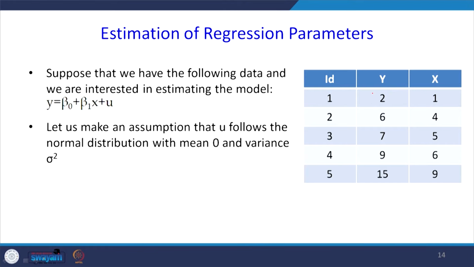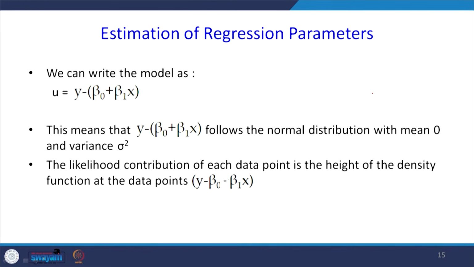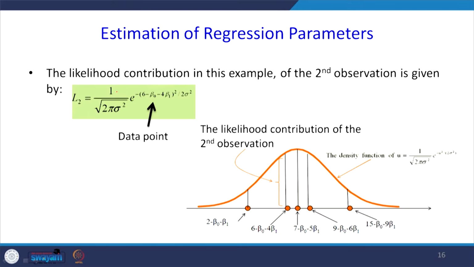Let us assume that the error term follows a normal distribution with mean 0 and variance sigma square. We know that the error is the actual minus the predicted value. So, the actual value is y and the predicted value is beta 0 plus beta 1 x. This means that y minus beta 0 minus beta 1 x follows the normal distribution with mean 0 and variance sigma square. The likelihood contribution of each data point is the height of the density function at the data point, where the value is y minus beta 0 minus beta 1 x, because we brought the minus inside. This was the example.